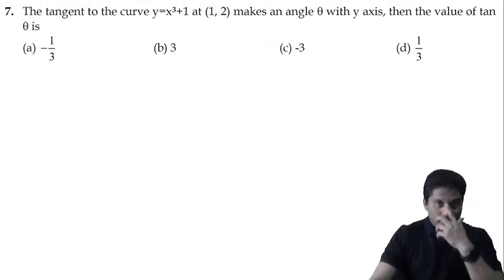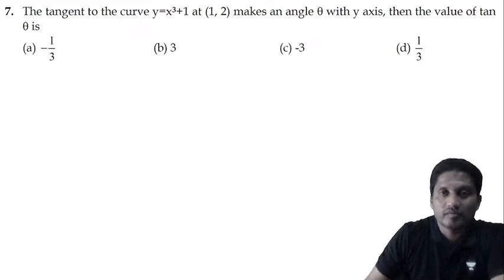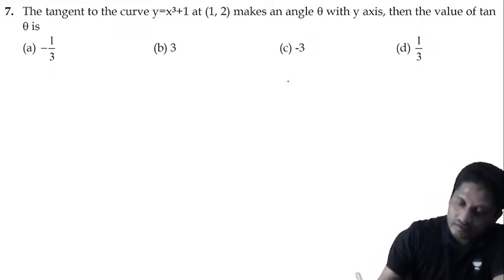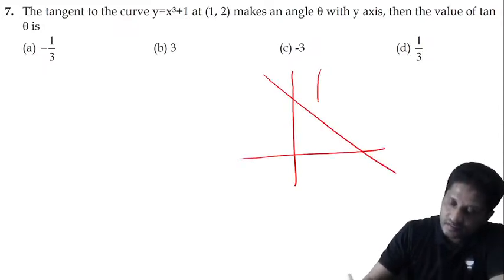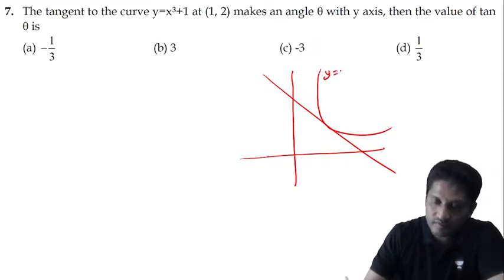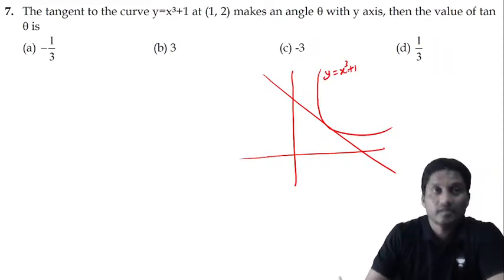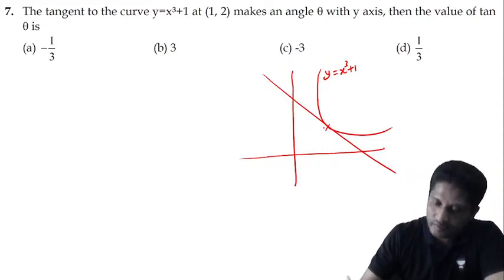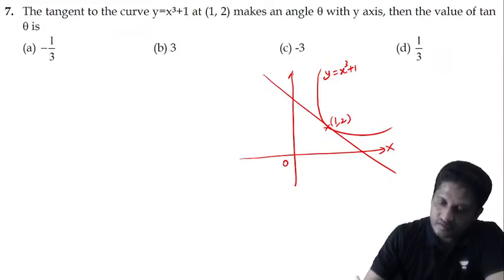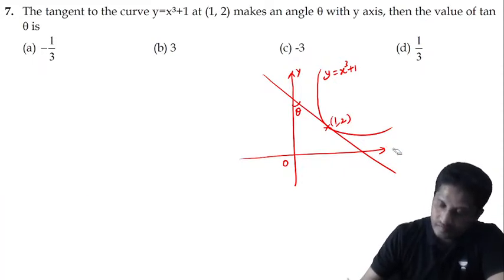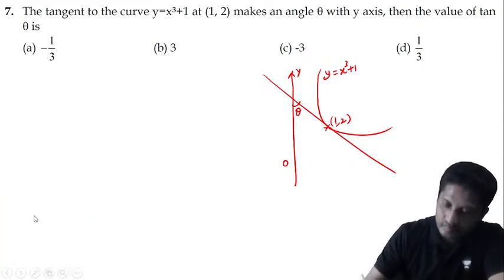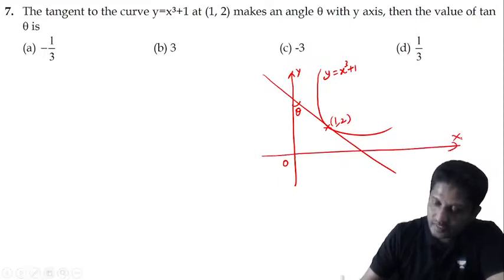The tangent to the curve y is equal to x cube plus 1 at the point (1, 2) makes an angle theta with the y axis. It's a good question. Okay, let us assume the curve to be like this. This is the tangent to the curve, y equal to x cube plus 1, at the point (1, 2). This is theta with the y axis.